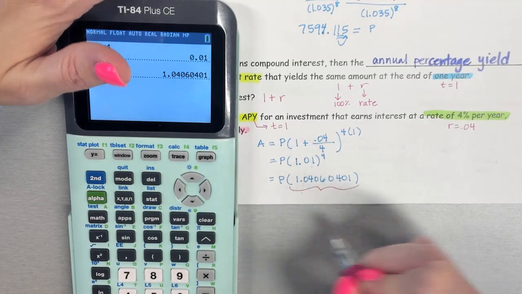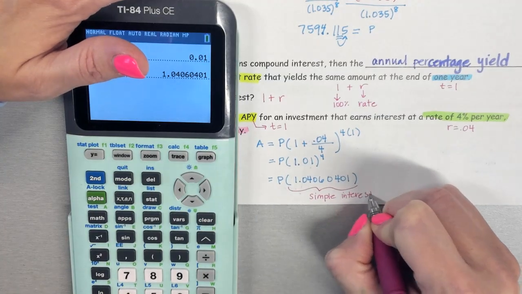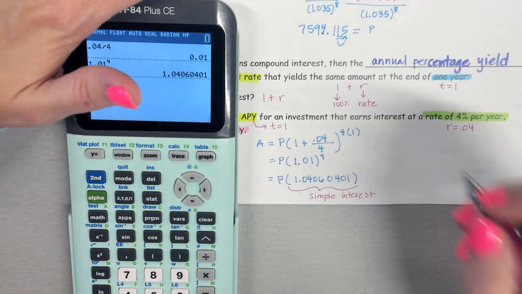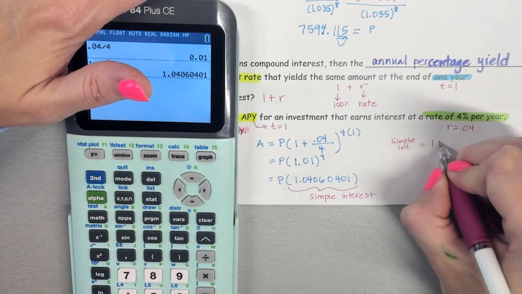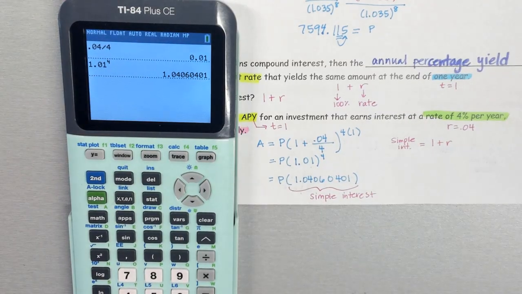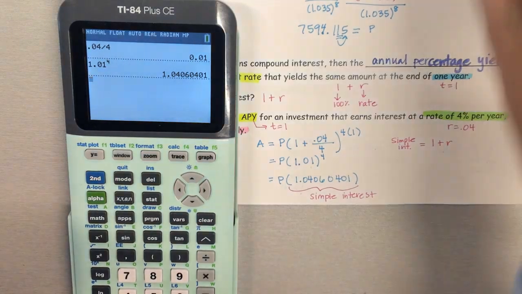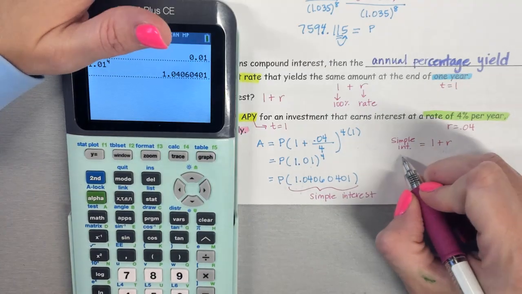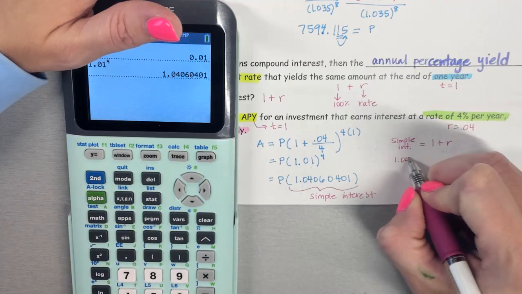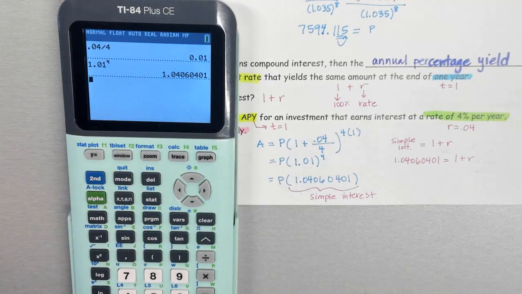So what you get here is the simple interest. So in order to find the simple interest rate, we already talked about how the simple interest is just 1 plus the rate. Okay, the 100% of the money you put in plus the percentage that yields. So if you are going to set these equal to each other, the 1.04060401 equals 1 plus r.